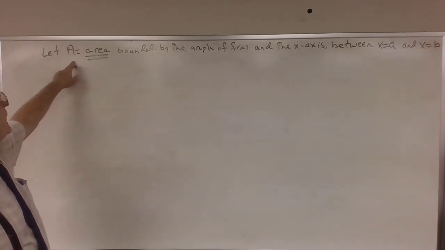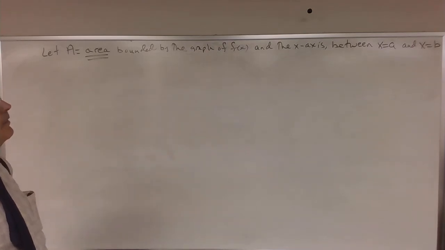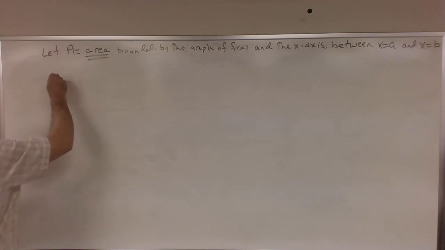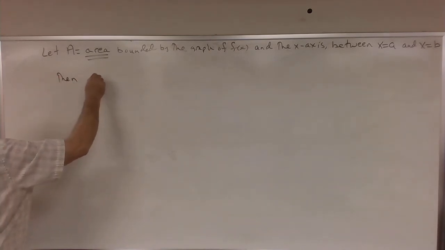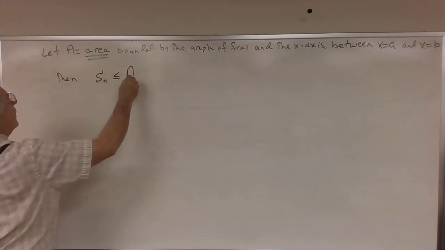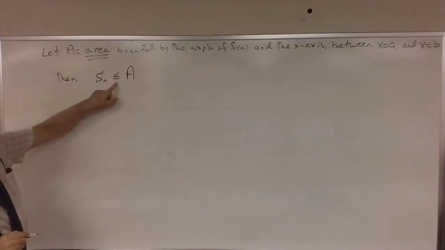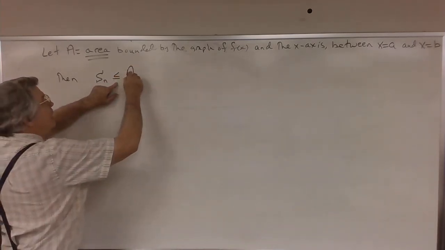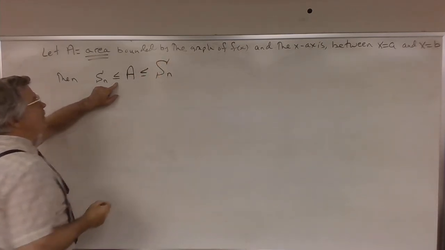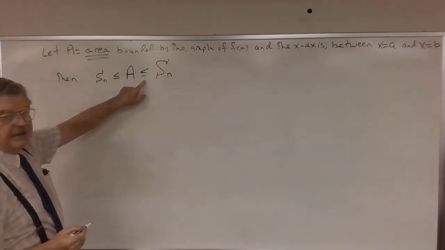So capital A is the area bounded by the graph of f of x and the x-axis between x equal a and x equal b. The lower Riemann sum is always going to be less than or equal to that area, and the upper Riemann sum is always going to be greater than or equal to that area.